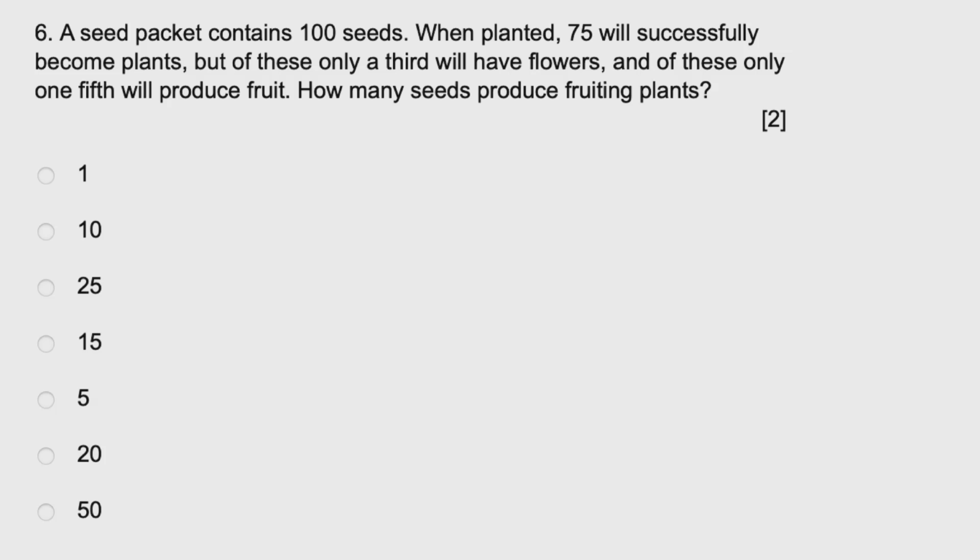So we have a packet of seeds. When planted, 75 will successfully become plants, and among those plants, only a third will have flowers. So to calculate how many flowers we have, we just need to use 75 multiplied by 1/3. And among these flowers, only 1/5 will produce fruit. So we multiply by 1/5 to find how many fruiting plants there are. The result is 5. So 5 is the correct answer.